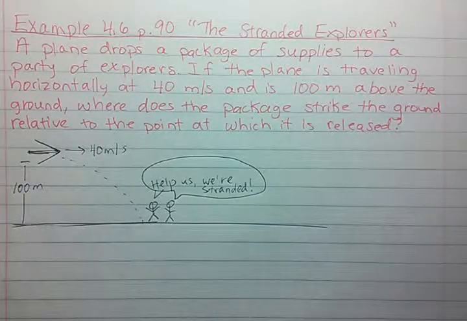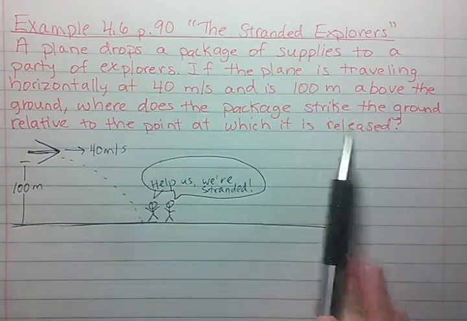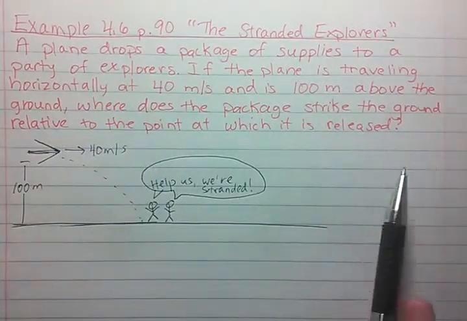Basically, we want to find out where the package will land so that the explorers can go and get the package. Another thing you want to do when you're doing projectile motion problems is figure out whether it is a projectile launched at an angle or a horizontally launched projectile. In this case, it is a horizontally launched projectile. So we want to figure out where the package strikes the ground relative to the point at which it is released.